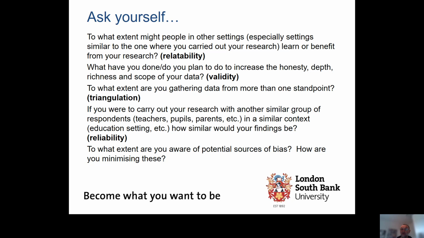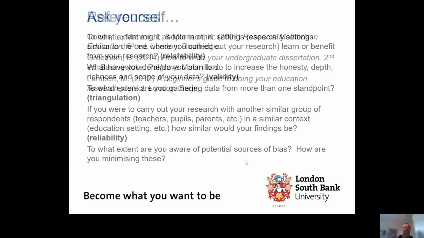Note that these are all open-ended questions. These aren't yes/no questions. These are questions which ask you to reflect critically on your approach to research. And finally, there's a question about bias, and thinking about how clear of bias you were in your research. How did you minimize the possibility of bias in your research?